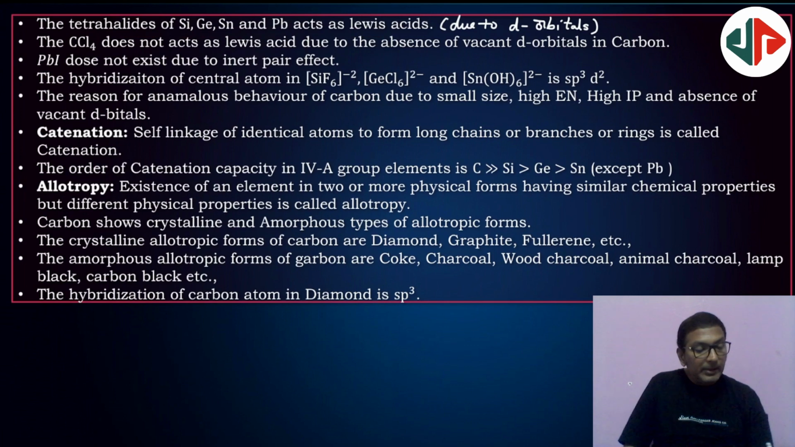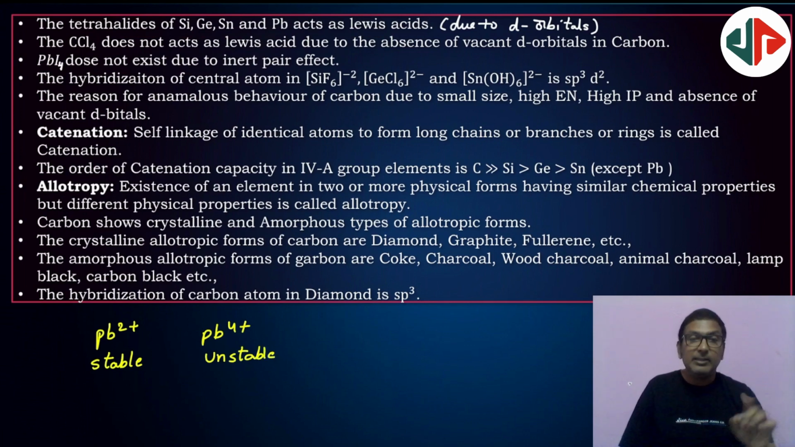Next, PbI4 does not exist. For Pb, we know the +2 oxidation state is highly stable. Pb4+ is unstable due to the inert pair effect. Therefore, PbI4 does not exist. Next, the hybridization of the central atom in SiF6 2-, very very important, is sp3d2. It is similar in the case of the germanium hexachloride ion.